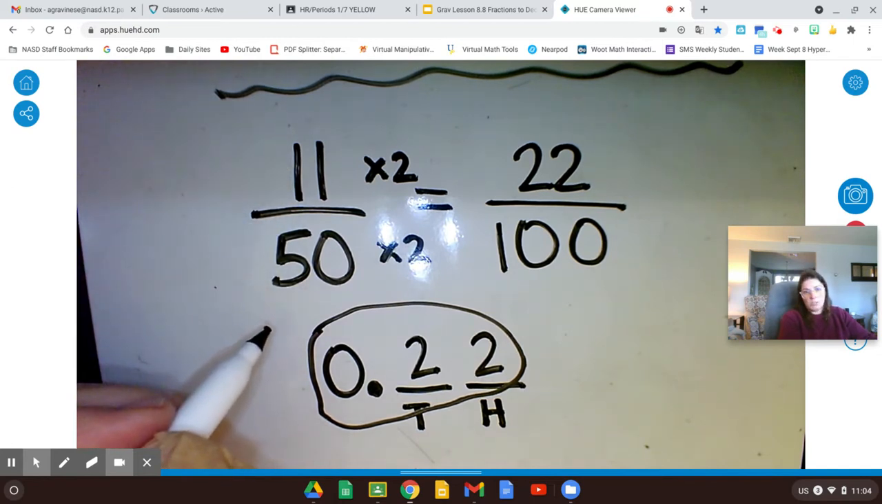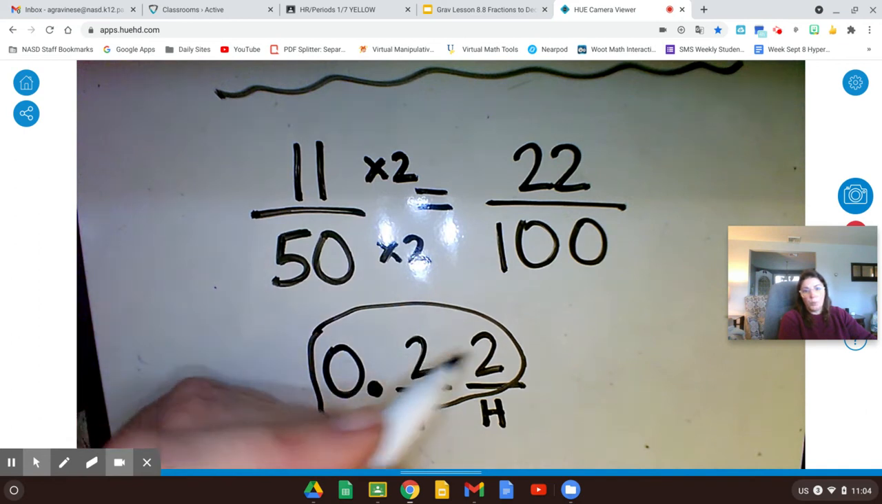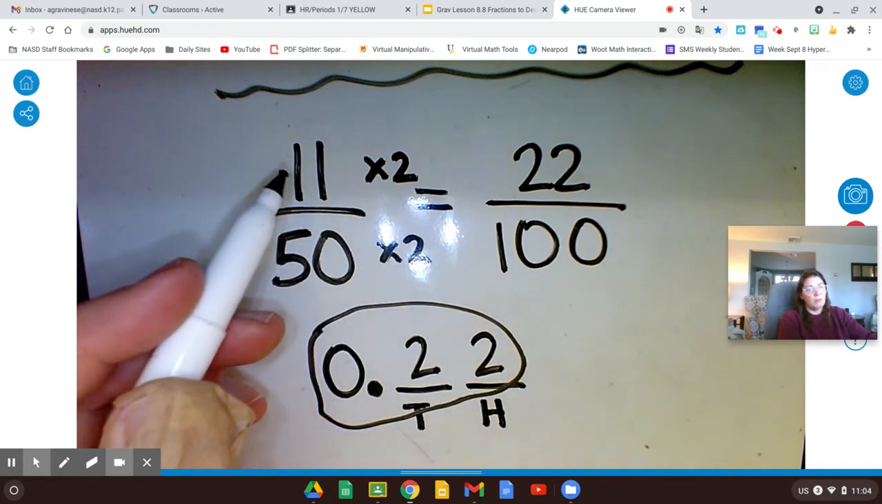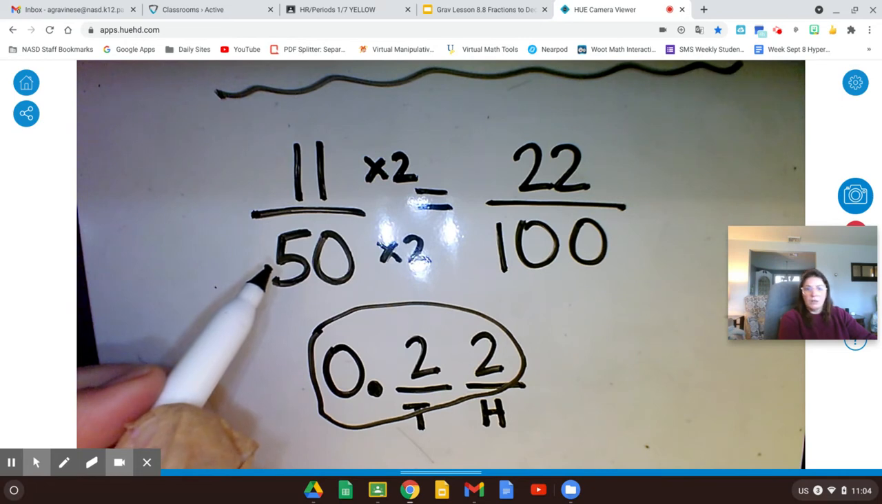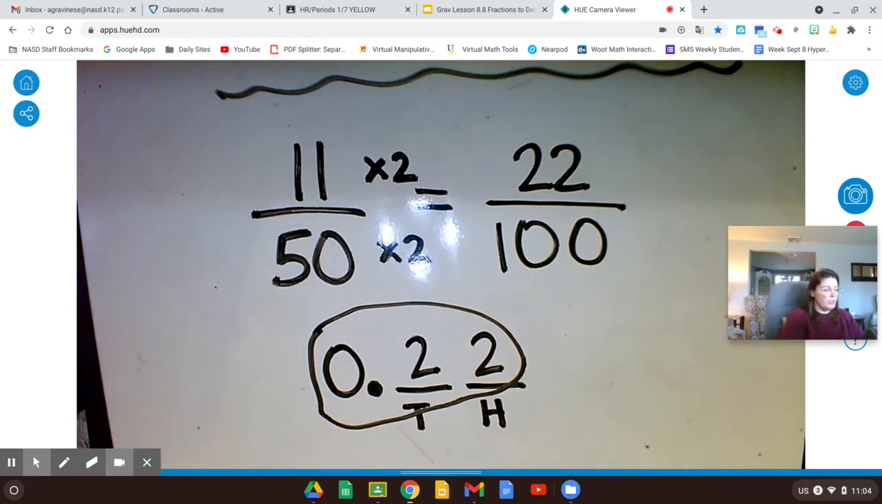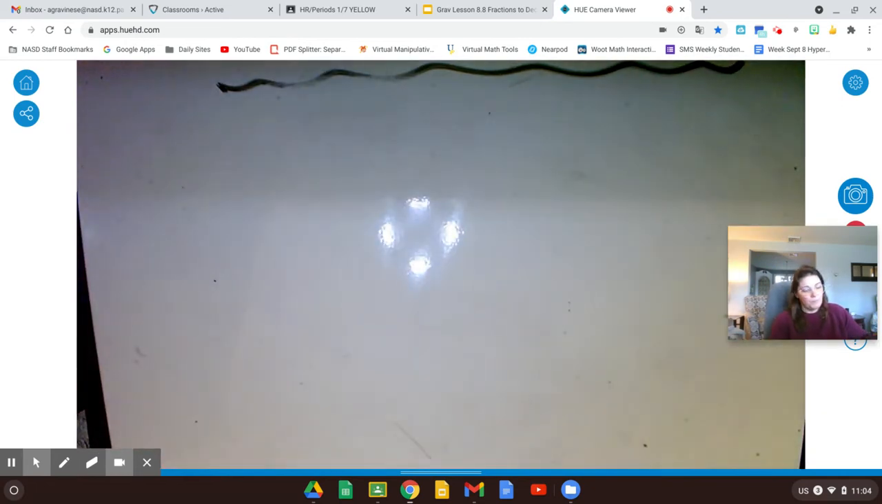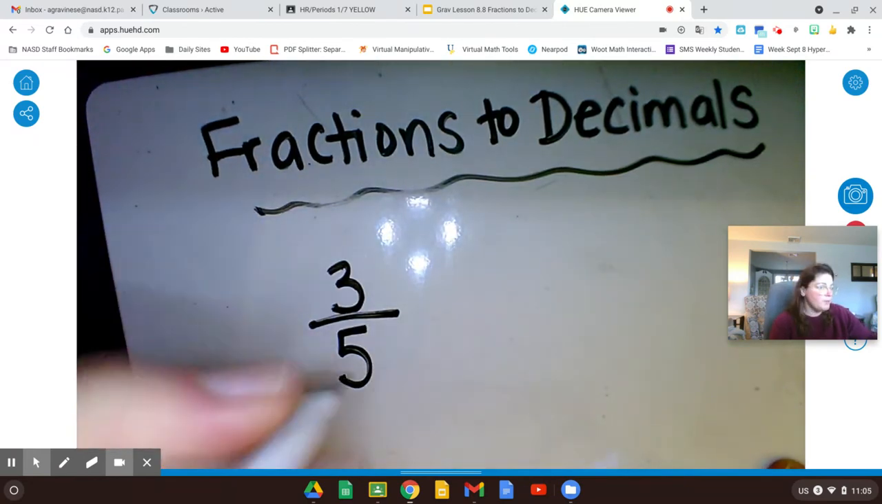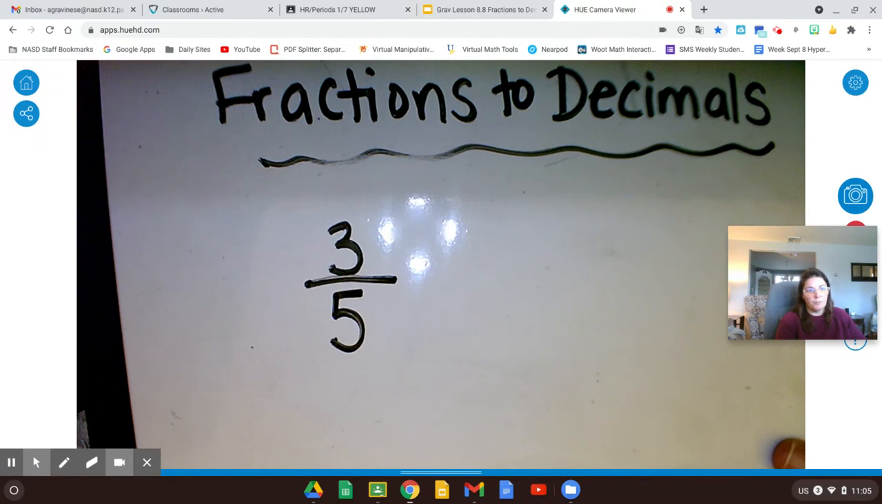Now, a common mistake would be for people to put 0.11. Well, that's not right, because 0.11 is 11 hundredths, but this says 11 fiftieths. Doesn't work. Let's try another one. Now let's take 3/5 and write that as a decimal.